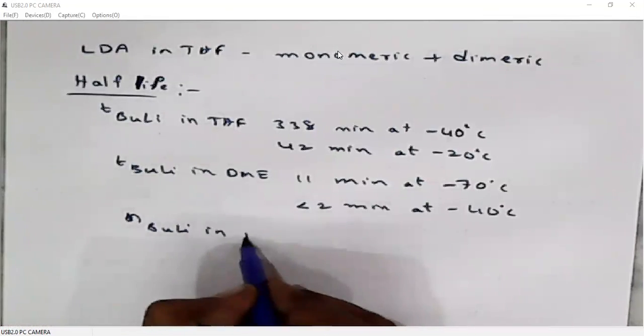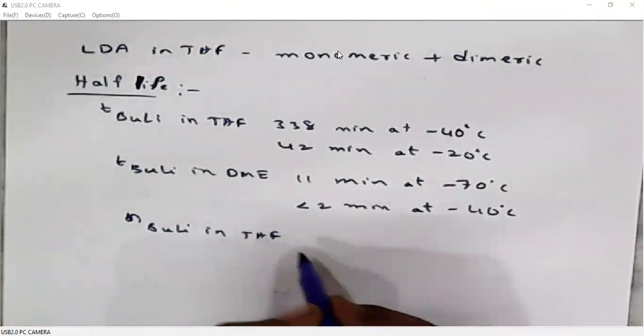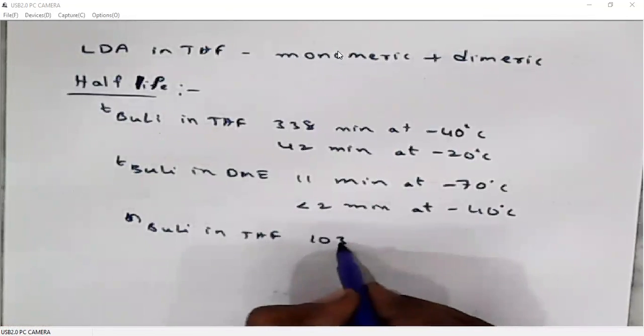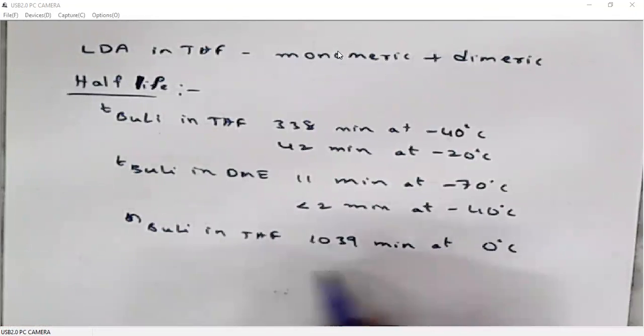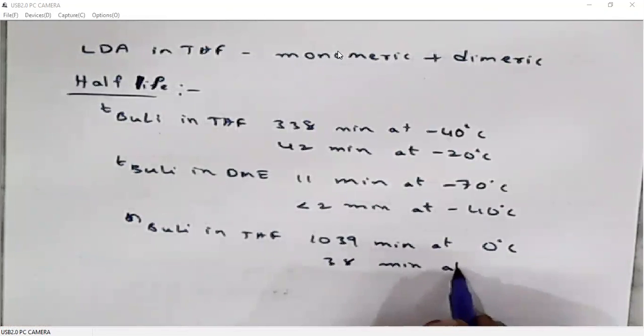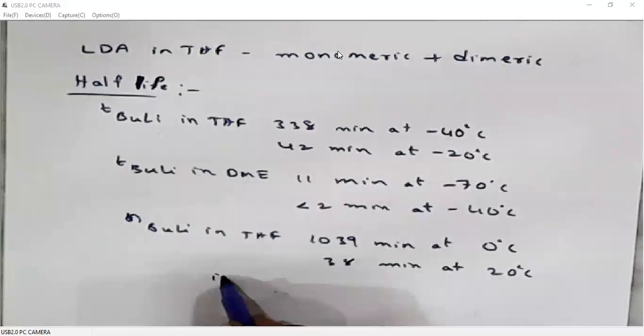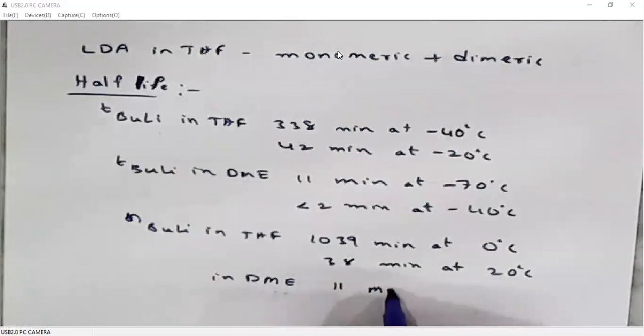And butyl lithium in THF, it is 1039 minutes at 0 degrees centigrade, but it is only 38 minutes at 20 degrees centigrade. And butyl lithium in DME, it is just 11 minutes at minus 20 degrees centigrade.